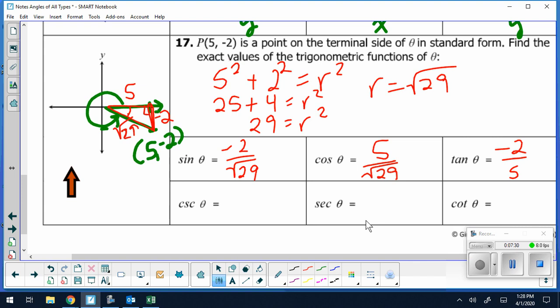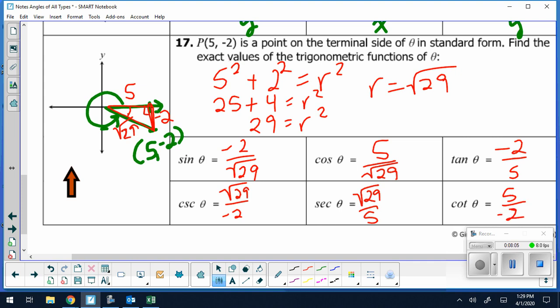Cosecant is the flip of sine, so square root of 29 over negative 2. I don't need to rationalize that denominator. I need to come back and rationalize the sine, which I'll do in just a minute. Secant is the flip of cosine. And cotangent is the flip of tangent.